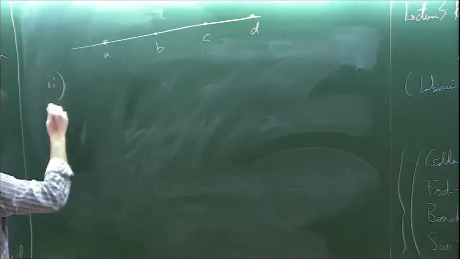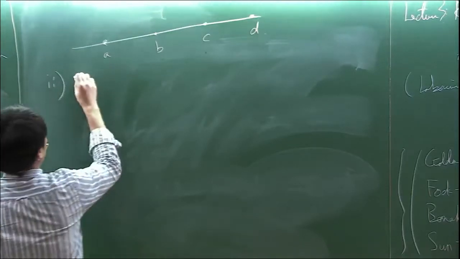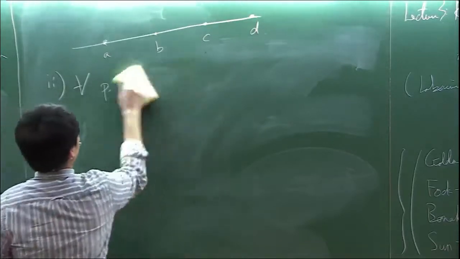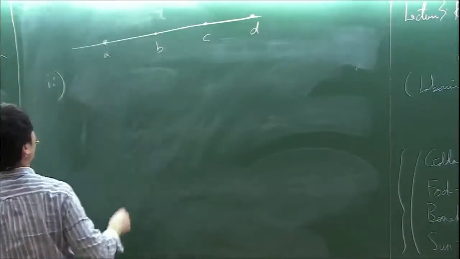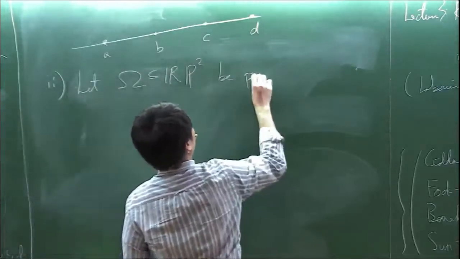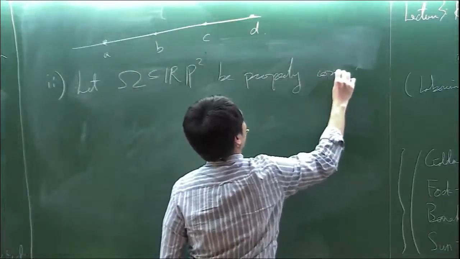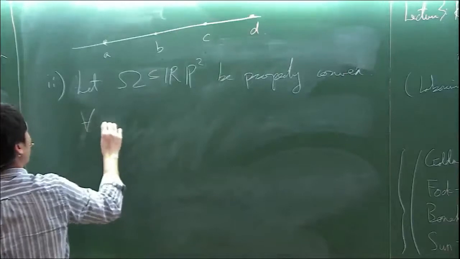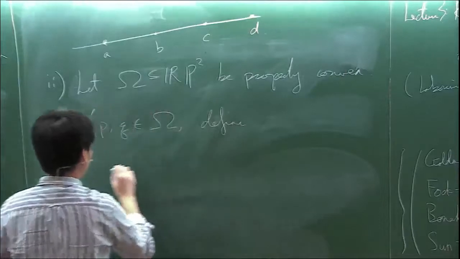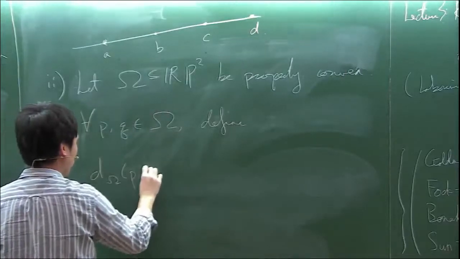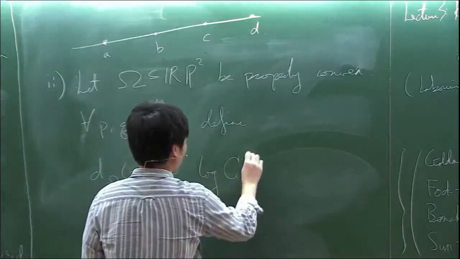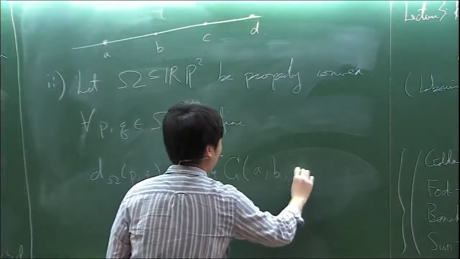And then using this, you can define the Hilbert metric on a properly convex domain. Okay, so maybe I should say, let omega be a properly convex domain. Then for any P, Q inside of omega, you can define the distance in omega between P and Q to be the logarithm of the cross ratio of A, B, P, Q.